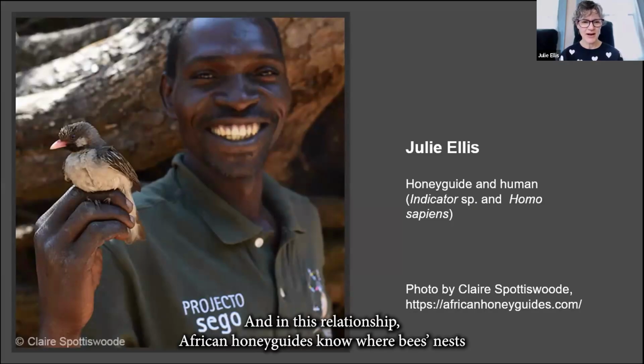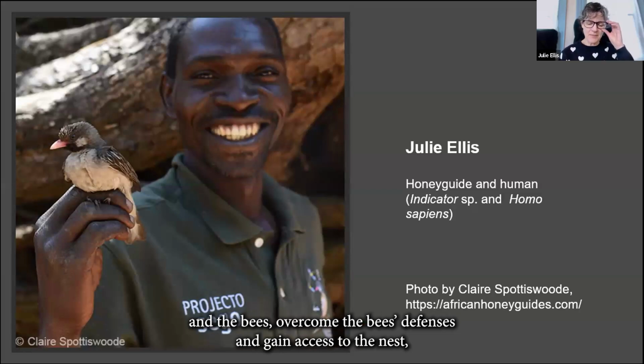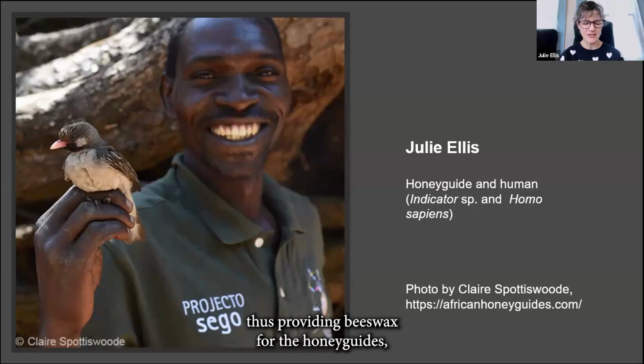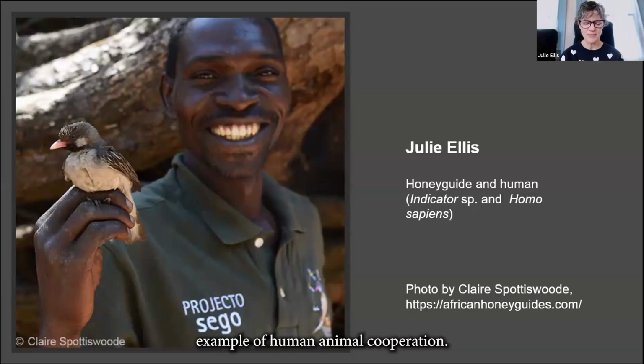And in this relationship, African honey guides know where bees' nests are located and like to eat beeswax. And humans know how to subdue the bees using smoke and by opening the nests with axes. So by working together, the two species can locate the trees and the bees, overcome the bees' defenses, and gain access to the nest, thus providing beeswax for the honey guides, which they like to eat, and honey for the humans. And this specialized relationship is a very rare example of human-animal cooperation.